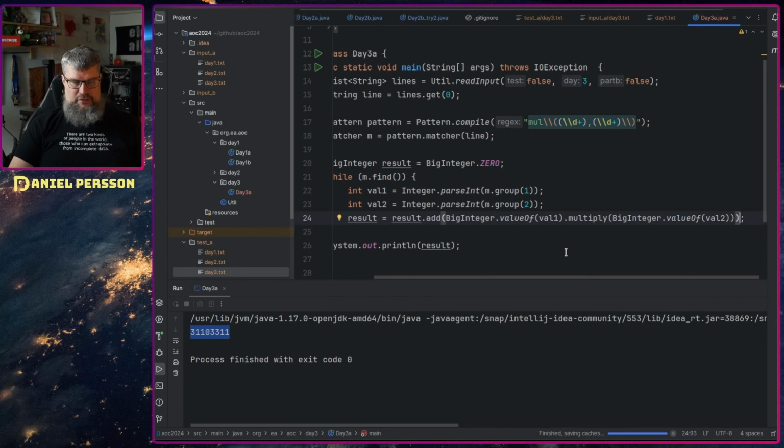So we continue here. This could be one thing, right? And then we could have a do with parentheses, and we could have a don't with parentheses. And these could also be instructions that we could find down here.